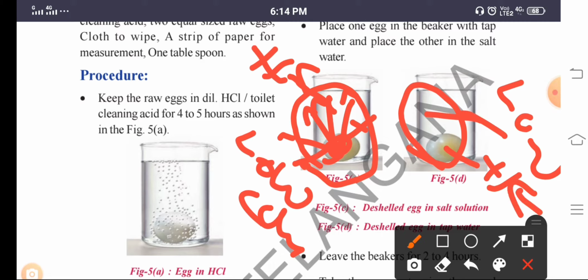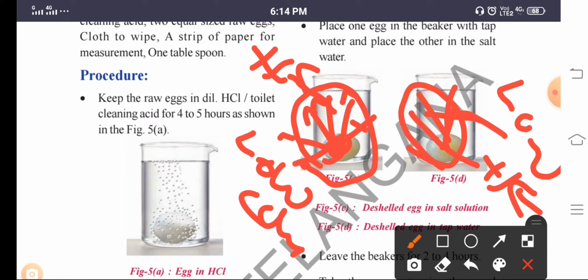So here water moves from a beaker into the egg. This egg will swell, meaning turgid, because of water entering from the beaker into the egg. So this is the experiment activity in this procedure.